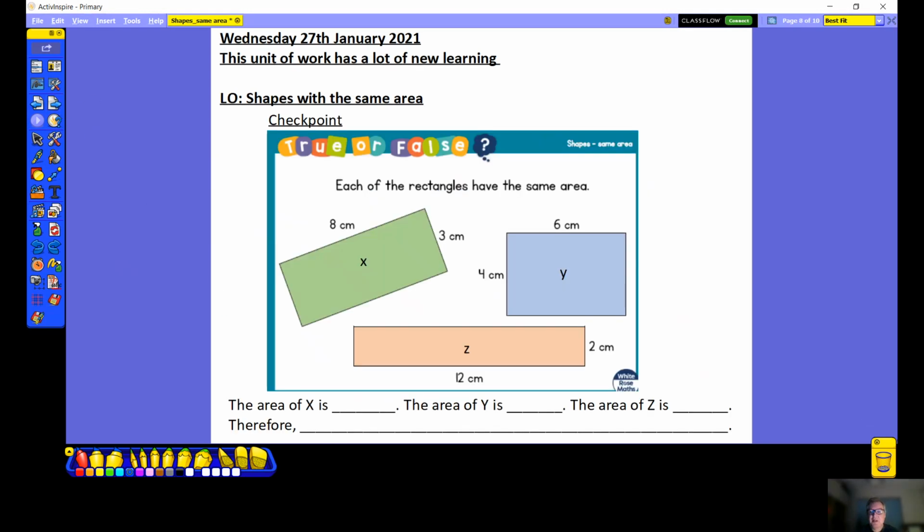Let's do checkpoints. Each of the rectangles have the same area. I've labelled them. I think it's a good technique. X, Y, Z. The area of X is, the area of Y is, the area of Z is. Therefore, answer the question. So pause the video, show your workings out.